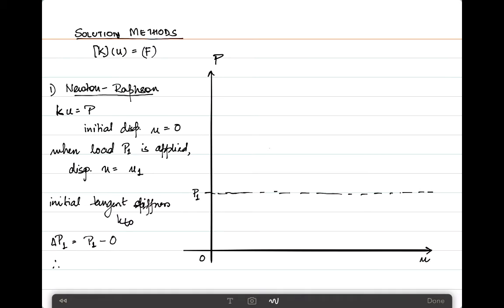So we can easily write that the tangent stiffness kt0 times the change in displacement delta u is given as the change in load delta P1. Therefore, delta u can be given as the inverse of the tangent stiffness at the initial load point times the initial load increment delta P1.